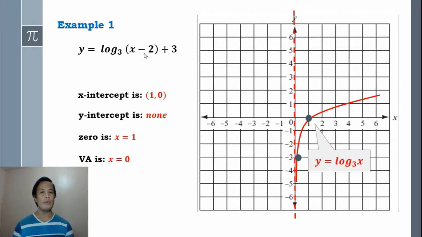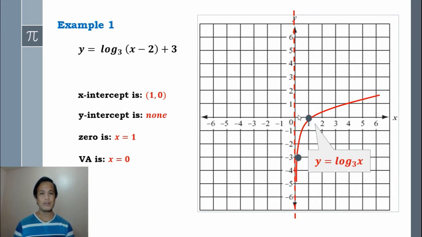How about if we include the translation? We will include the horizontal translation, which is -2. Let us not include the +3 yet. So let us plot the graph of y equals log of x minus 2 to the base 3. Since this h is our horizontal translation and this is -2, our graph will move 2 units to the right.